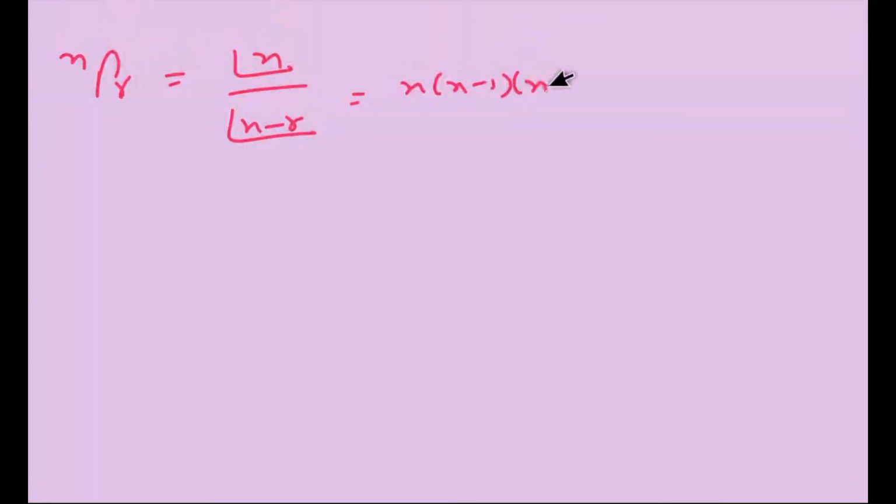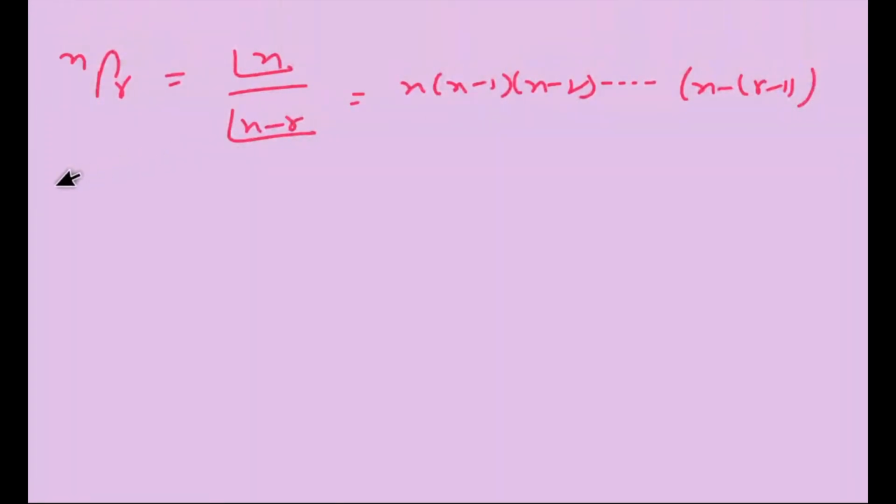Now I would like to say that I have already explained the meaning of nPr. From n different objects we are taking r places to fill. We can write n, n minus 1, n minus 2, dash dash dash, n minus r plus 1. You can say, if here is r, there are r factors: 1, 2, 3, 4. Here the r-th factor is n minus (r minus 1), starting from n minus 0.